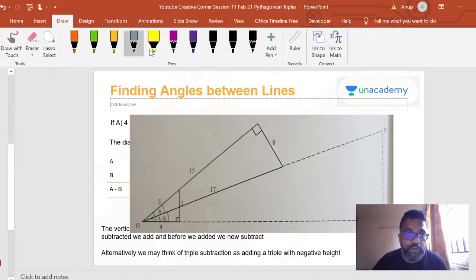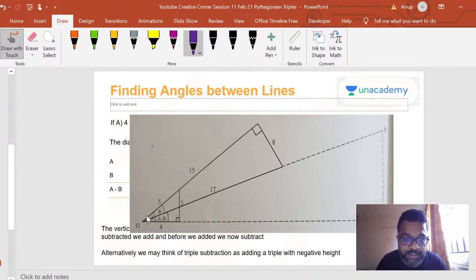So what we were doing here, just observe this. It's important that you understand this concept. You have one triangle, this one, which is 5, 3 and 4. Let me draw the other triangle in a different color. You have this triangle here, which is 15, 17, 8. You have this angle as B, and this whole angle as A.